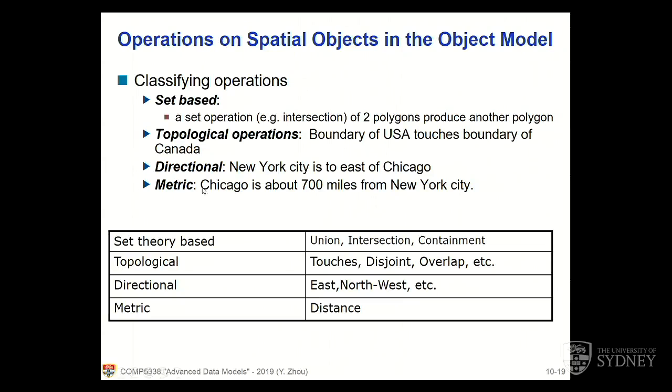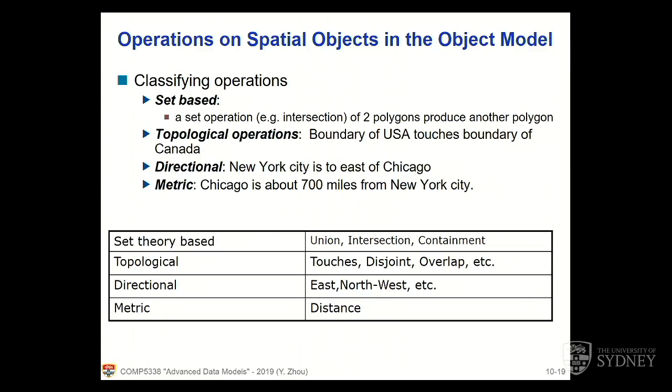That's one type of operation. It's more like the metric type of operation, and that's a very simple type. There are a lot of other operations we can do on spatial objects. One is called set-based.